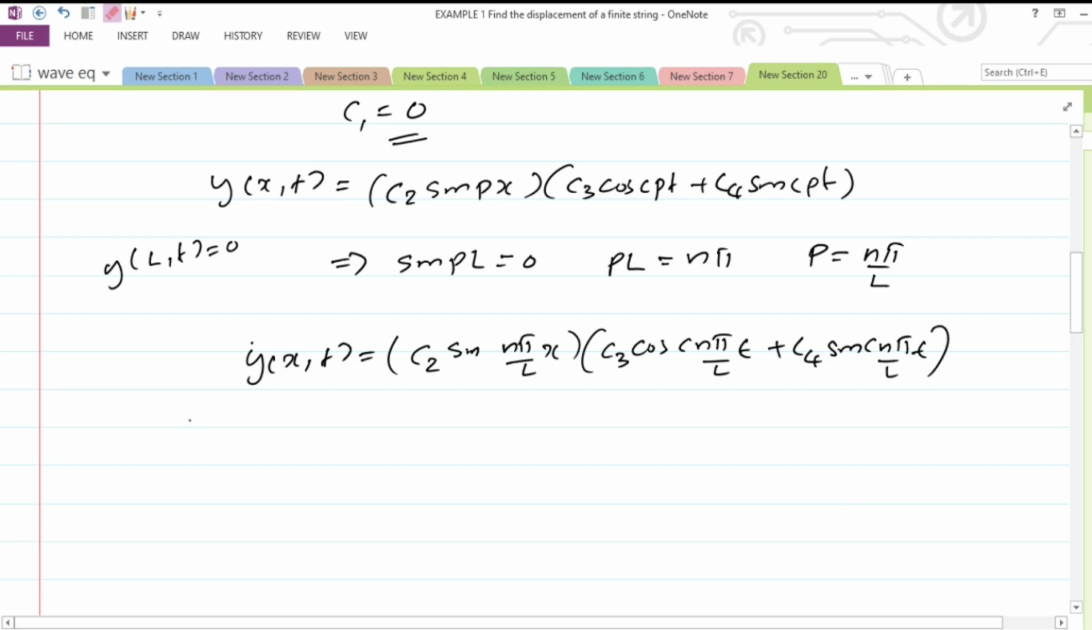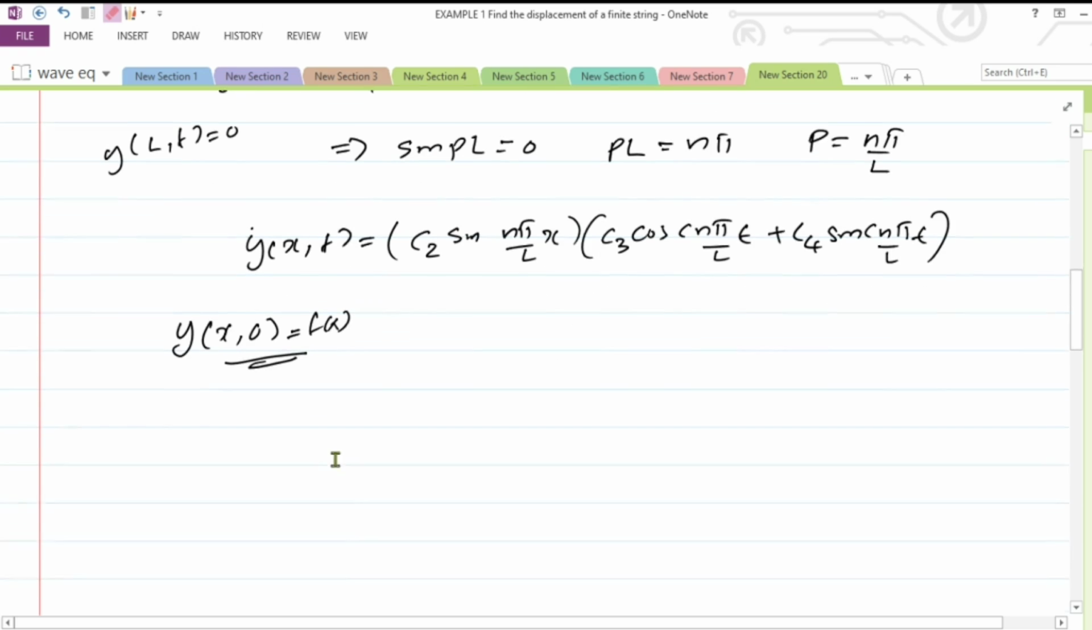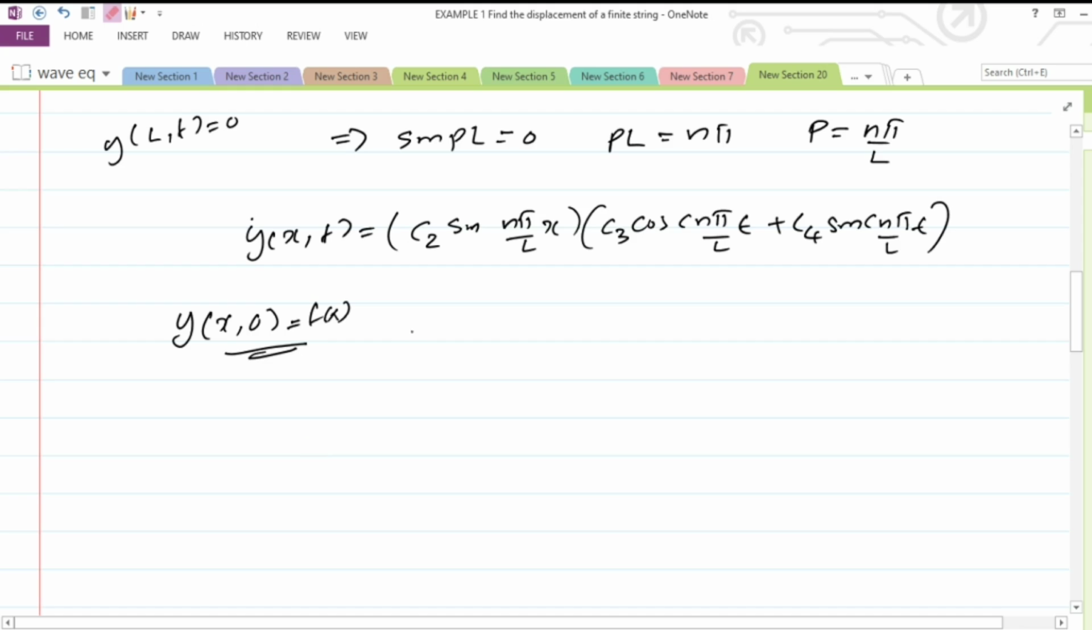Then we have the initial displacement given as f of x, that is y of x,0 equals f of x. For this particular problem, since the function is not clearly given, we can do it in a different way so that we get this solution faster. For this, first of all we use the principle of superposition.